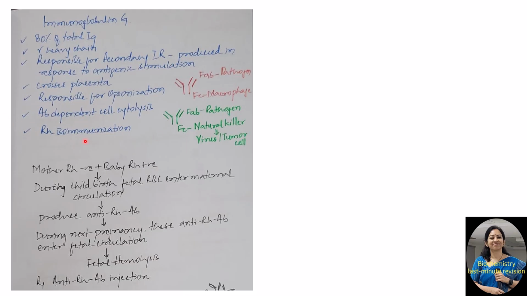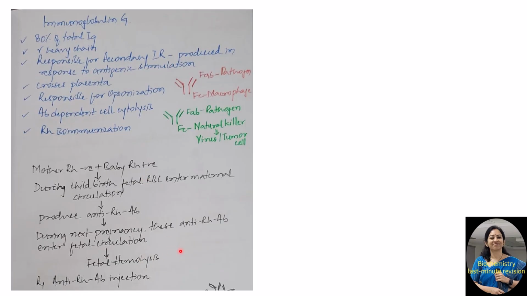Okay, so next one is Rh isoimmunization. This occurs when the mother is Rh negative and the baby is Rh positive. So during childbirth, fetal RBC will enter into the maternal circulation, and this will produce anti-Rh antibodies in the maternal blood. So in a subsequent pregnancy, these anti-Rh antibodies enter the fetal circulation, and they can induce massive fetal hemolysis. So when the mother is Rh negative and the baby is Rh positive, the first baby is not affected, but the subsequent child will be affected with massive hemolysis.